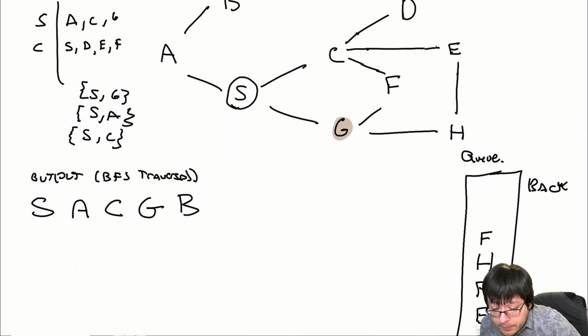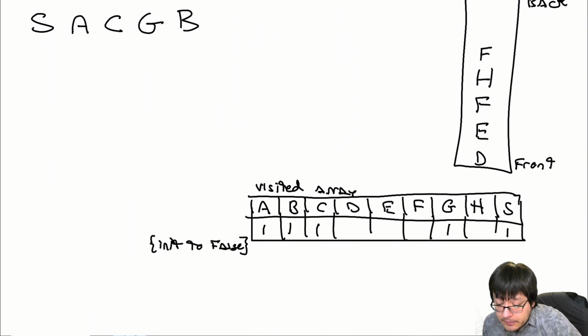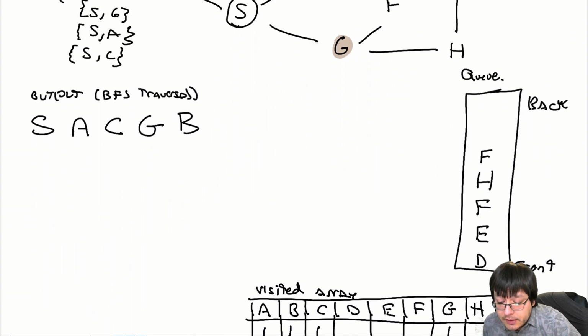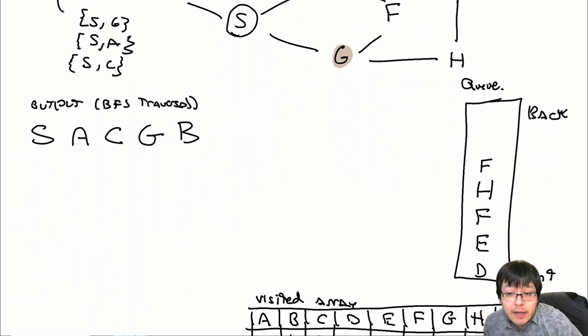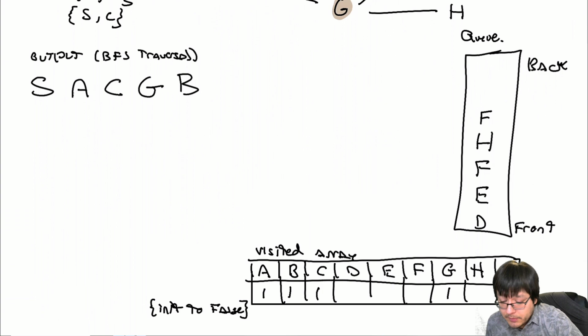Okay? So B is an easy one because it only has one edge coming out, and that's A. However, as you can see here, A has already been visited, so we don't need to add it in. We only add vertices that have not been visited. So we don't need to add anything for B. That's it, we're done with B.